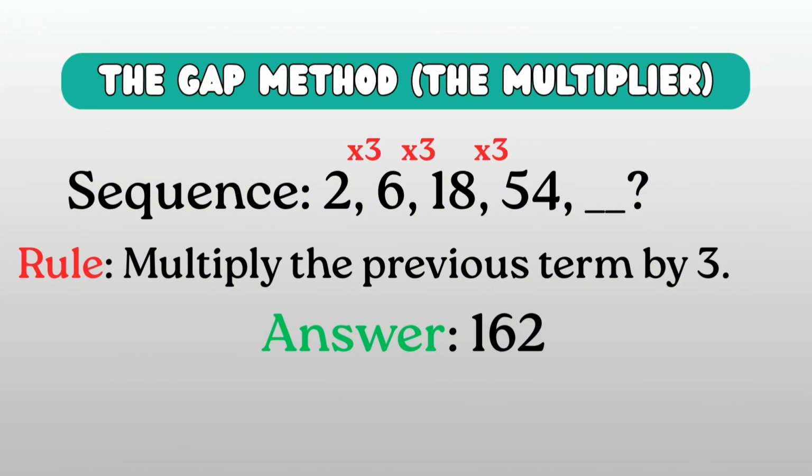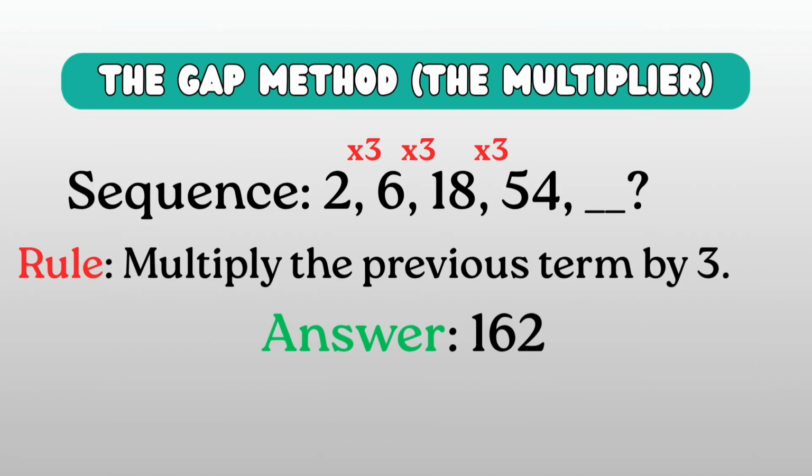Let's ask a new question. What do we multiply 2 by to get 6? Again, what do we multiply into 2 to get 6? Exactly. 2 times 3 is 6. Now, let's test this new rule on the rest of the line to see if it holds up.